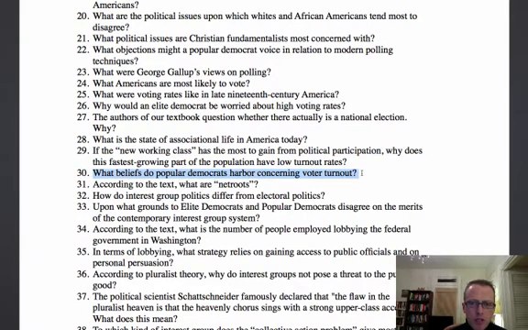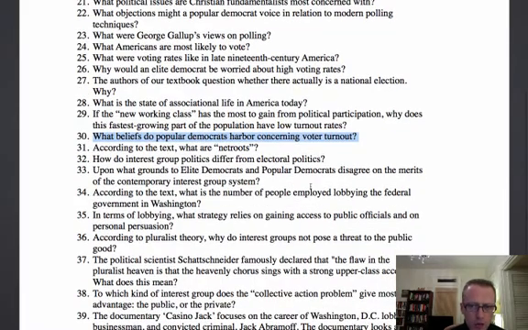What beliefs do popular Democrats harbor concerning voter turnout? Well, the belief would be that if the poor, for example, don't turn up to vote, then their interests will not be represented. And because the other classes, the wealthier classes, are acting as a class, acting as a unified group to protect their interests, to make sure that legislation is passed that protects their interests, the vast majority of people are going to suffer.